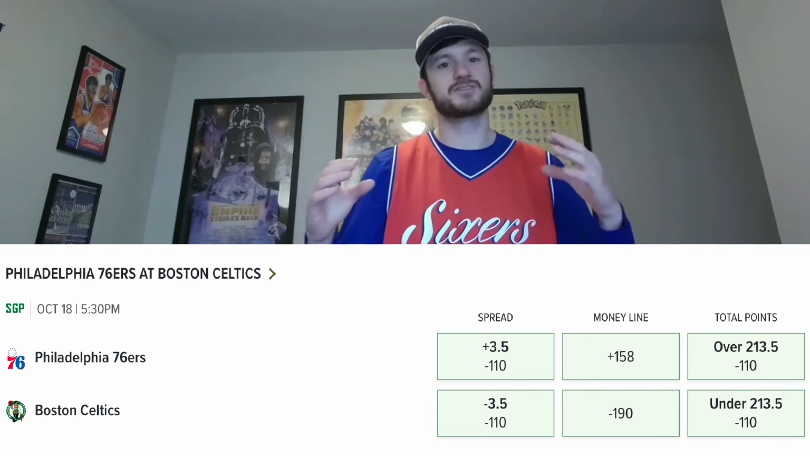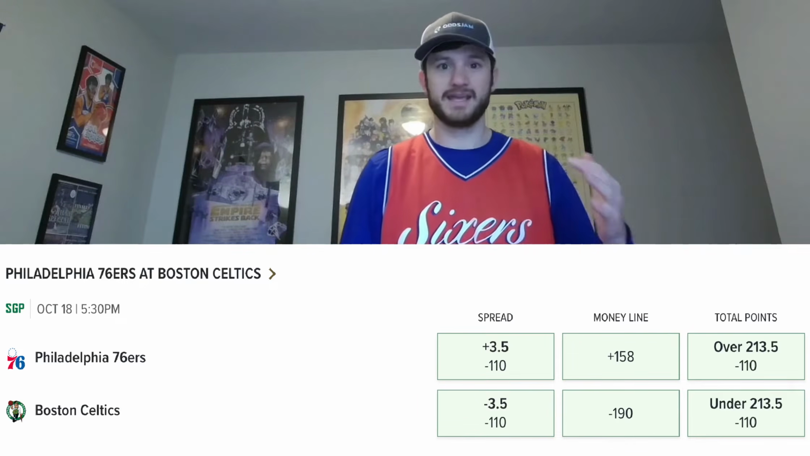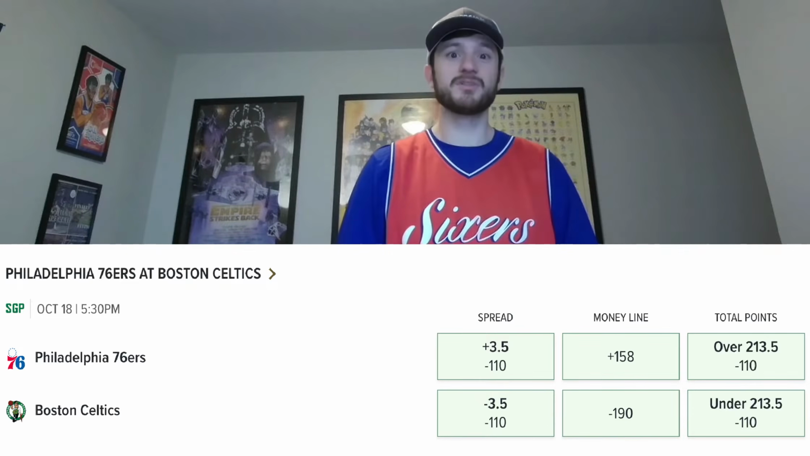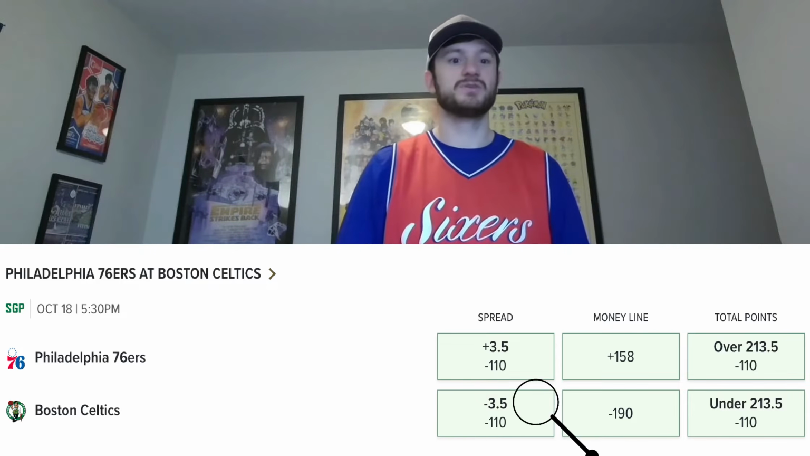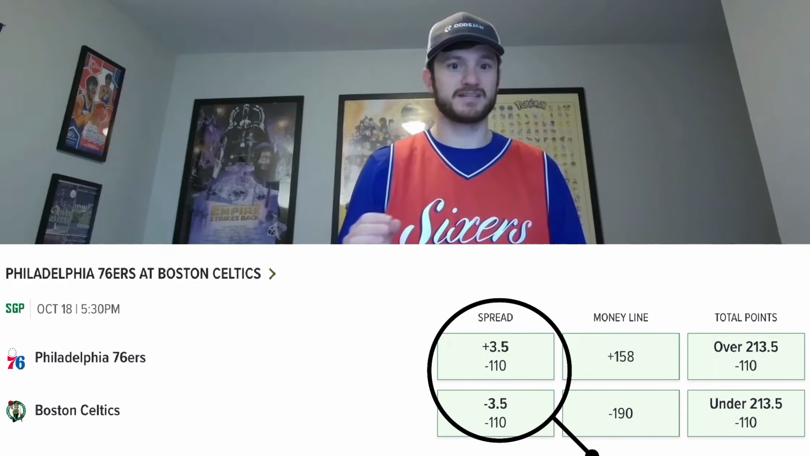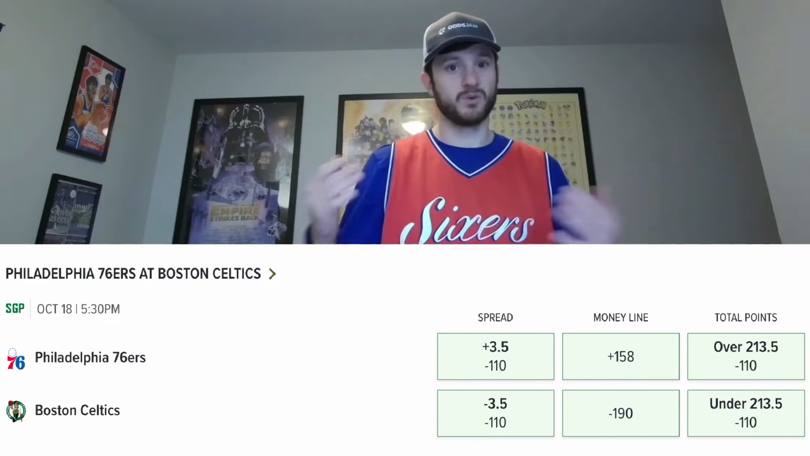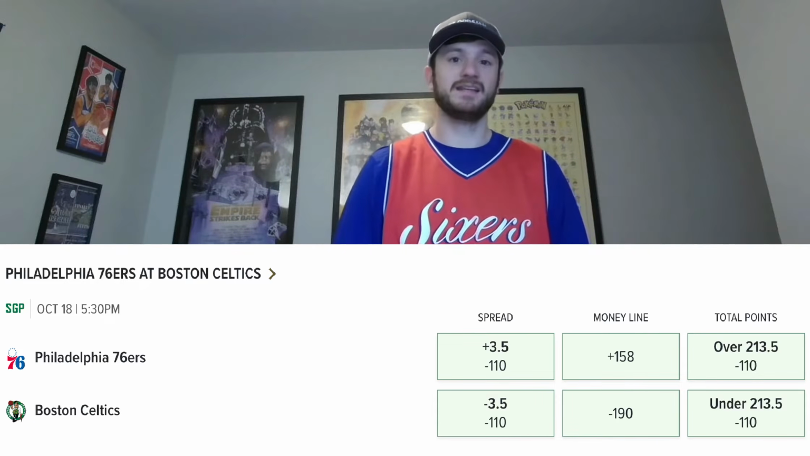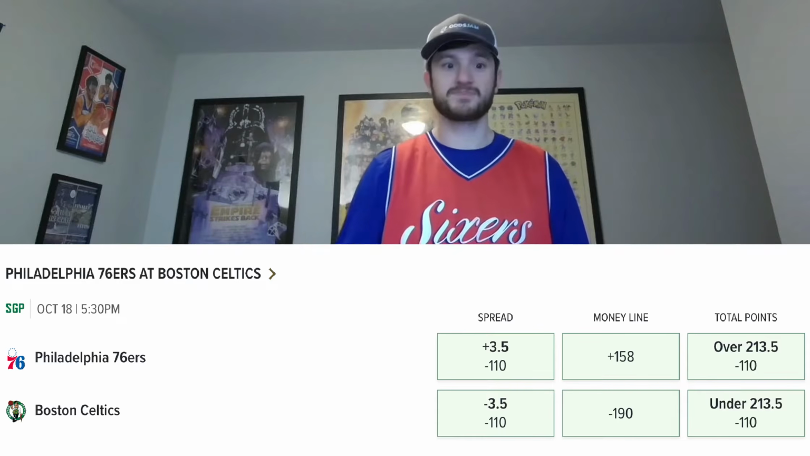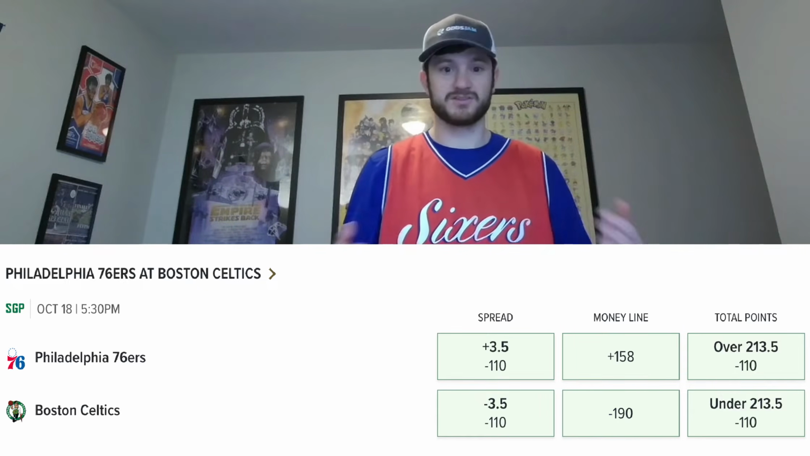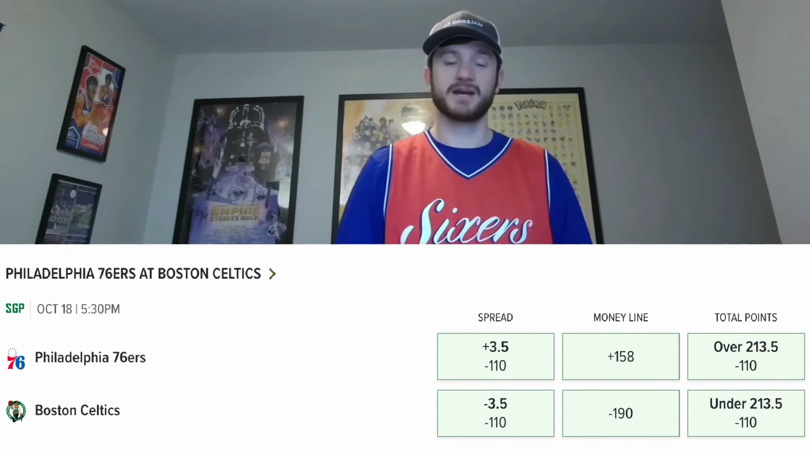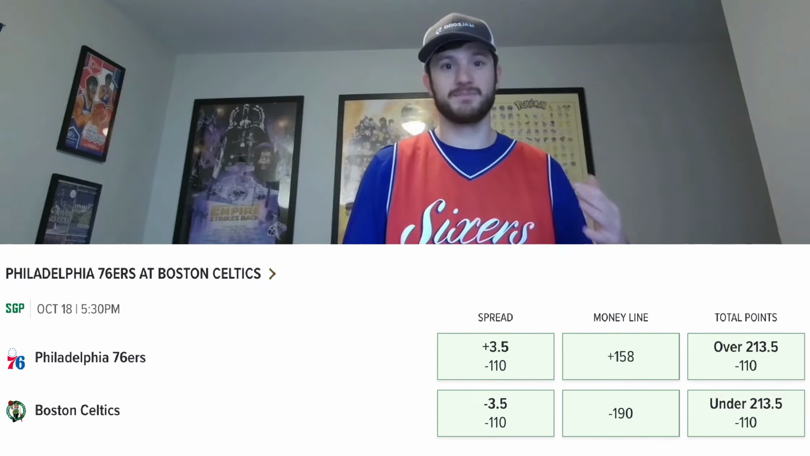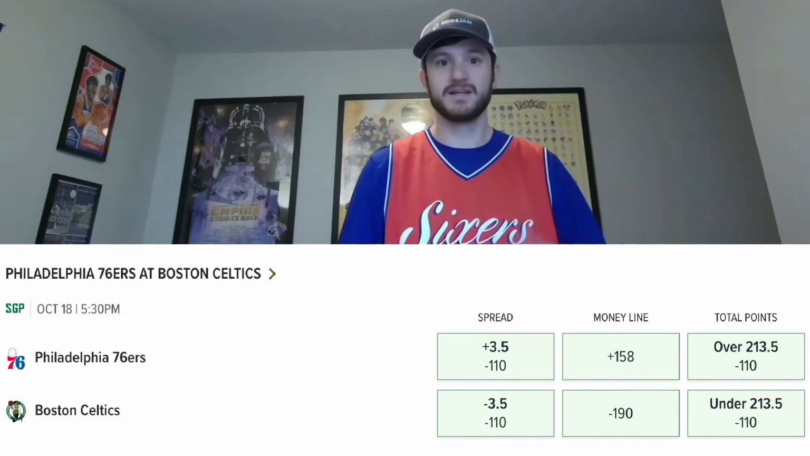So what you see on the screen here is a screenshot of an NBA game opening night between the 76ers and the Boston Celtics. A couple things to note here. Under spread, what you see is the -3.5 on the Celtics and the +3.5 for the Sixers. What this means is that if you are betting on the Celtics, they need to win by 4 or more points in order for you to win that bet. So if the Celtics win by 4, you win your spread bet at -3.5. Celtics win by 15, you still win your spread bet.